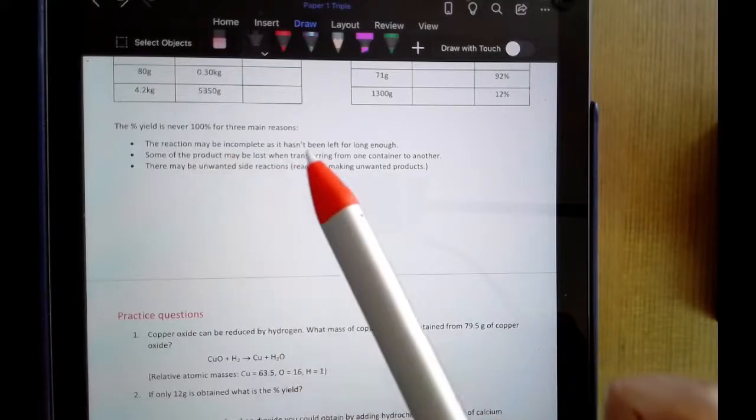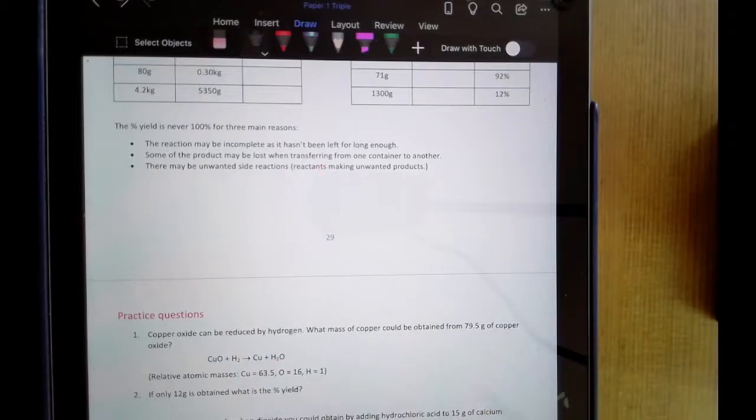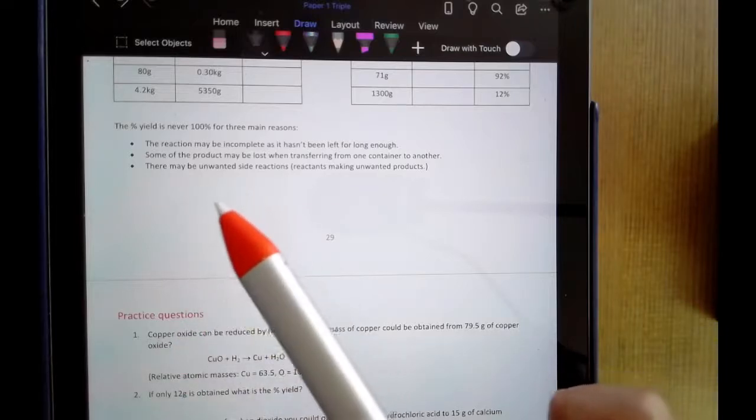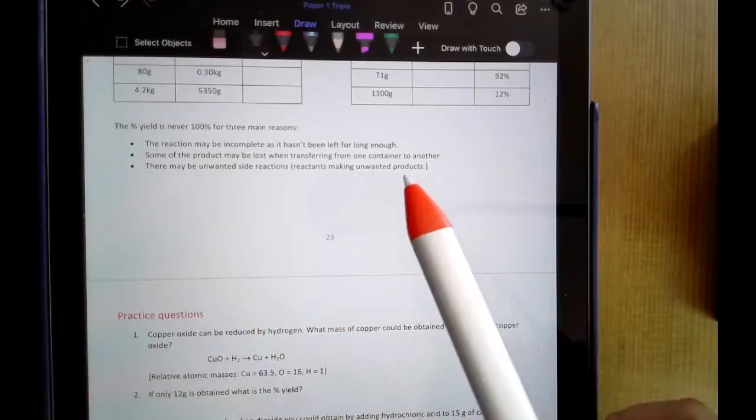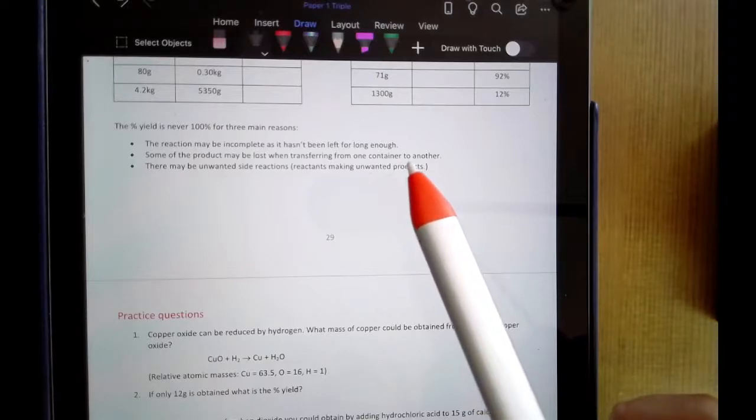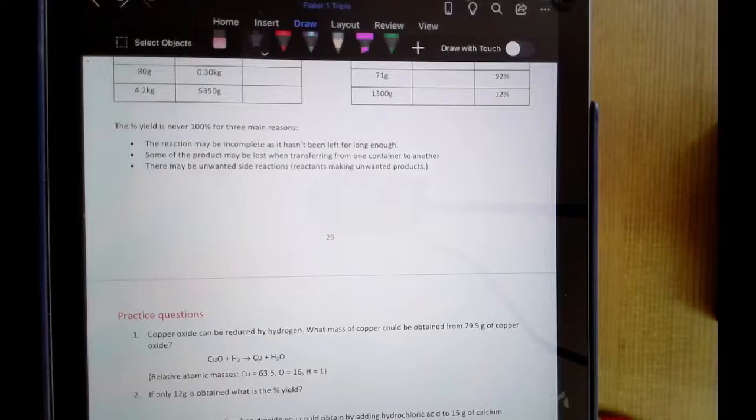You may also lose some of your product when you transfer from one container to another. So some reactions have multiple steps. You might have to transfer your product to another container and you might lose some along the way. That means you're not going to get your full theoretical yield. You may also have unwanted side reactions. So you're predicting that your 2 chemicals will react in a certain way to produce one particular product. However, you might get some side reactions occurring and they might be able to react in a different way to produce a different product. And that's typically true when you've got larger and much larger chemicals than what we've ever dealt with at GCSE, where these side reactions can become a problem.